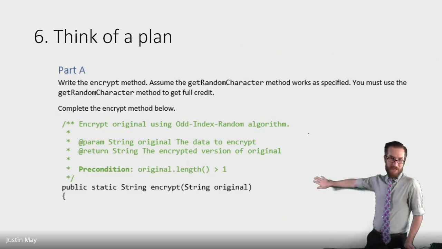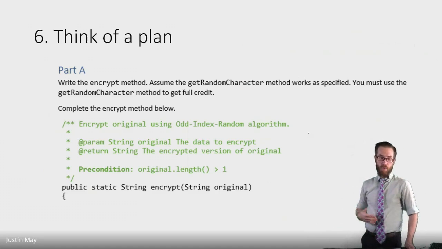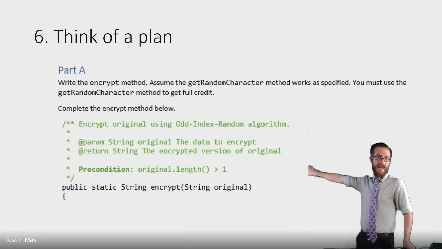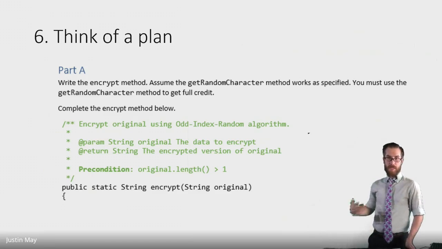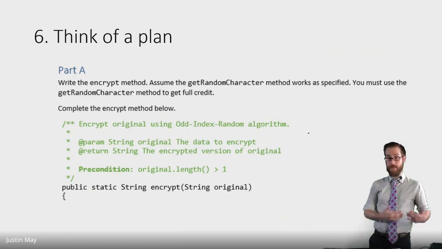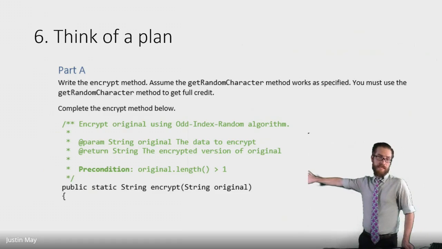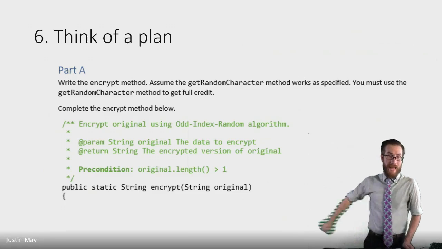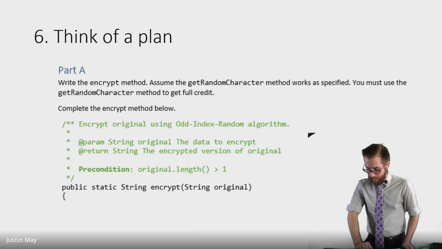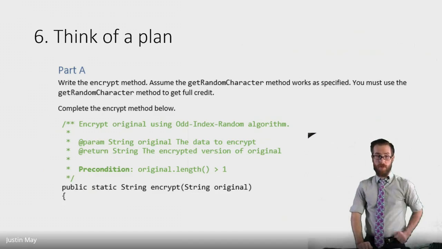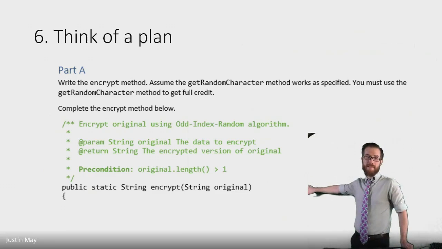So string original has the data that you are encrypting. Then this next comment here, return string, we're returning a string value. So we're going to return the encrypted data as a string. And that's what it says, the encrypted version of the original. And then there's a precondition. So a precondition is telling you something you can assume is true. So this says that original.length is greater than 1.